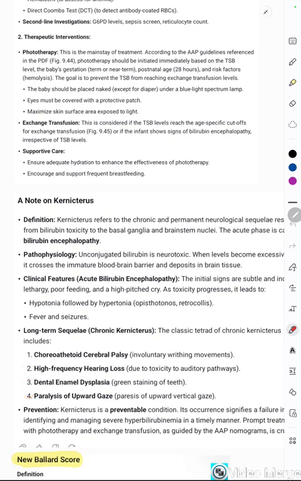Kernicterus is more of a preventable condition, and this happens because of unconjugated hyperbilirubinemia, where unconjugated bilirubin is going to cross the blood-brain barrier, and when it crosses the blood-brain barrier, it is going to affect the basal ganglia.